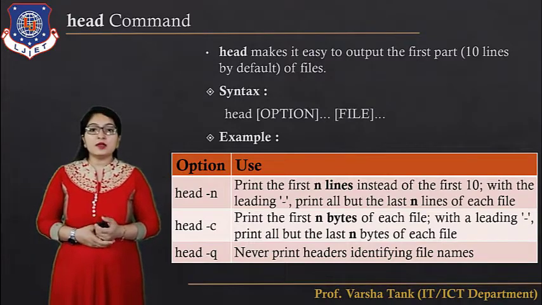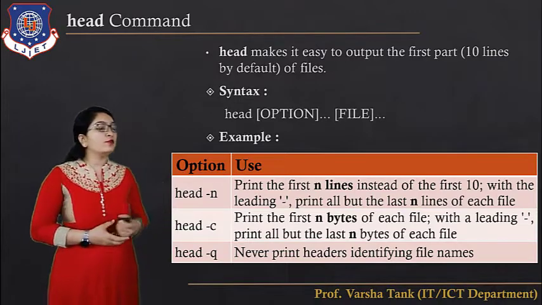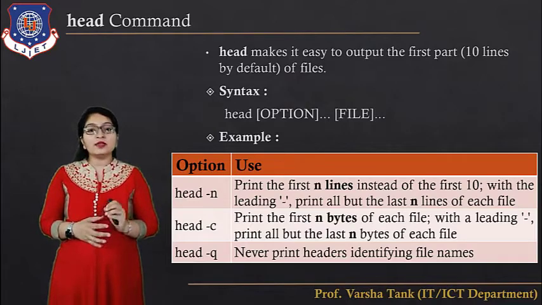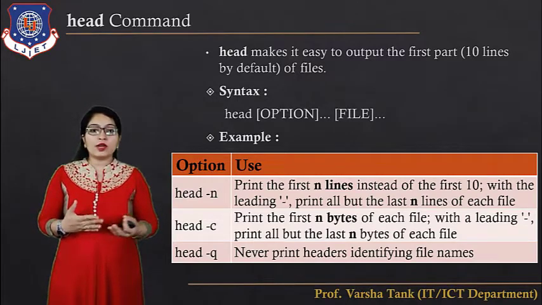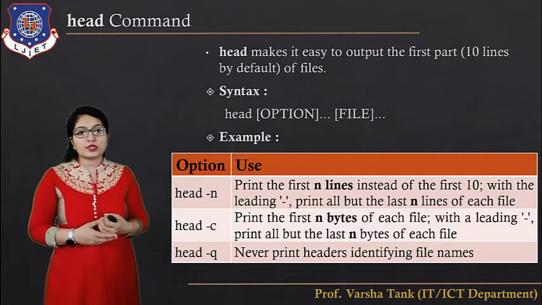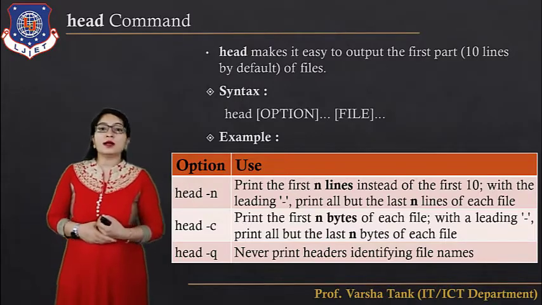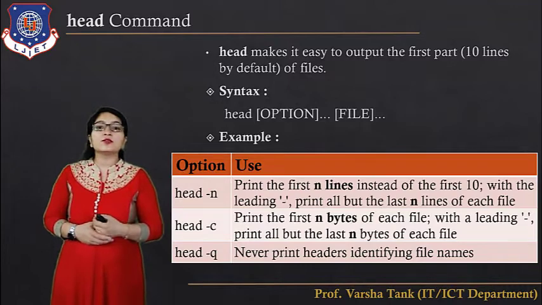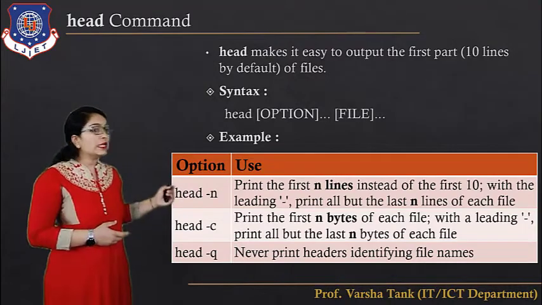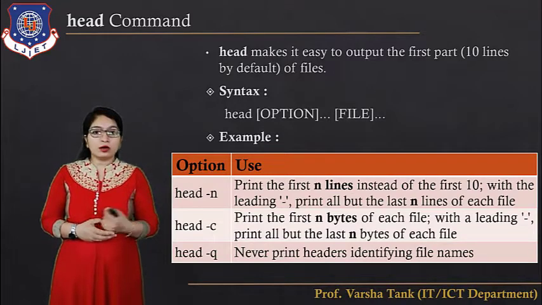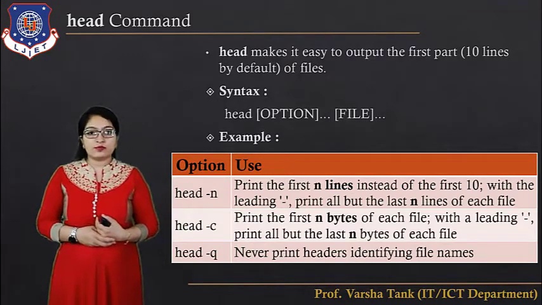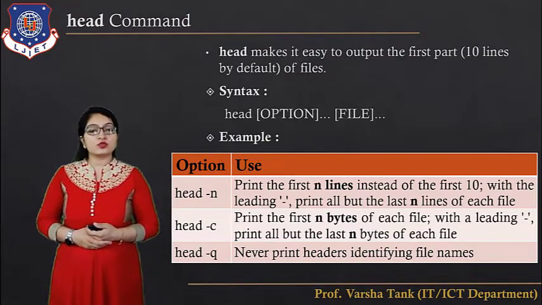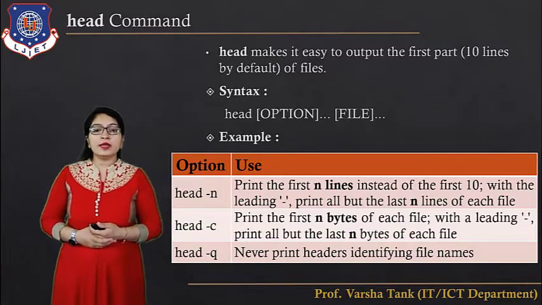Here these are the options that you can see. head -n means it will print the first n lines instead of the first 10. By default head prints 10 lines, but suppose you want to print 4 lines or 5 lines, for that you can use head -n. With a leading dash, it prints all but the last n lines of each file. head -c prints the first n bytes of each file. With a leading dash, it prints all but the last n bytes of each file. Then head -q means never print the header identifying the file name. These are the options that you can use with the head command.